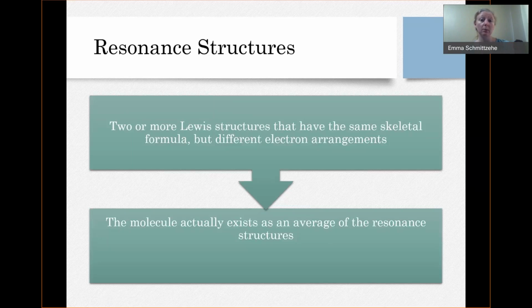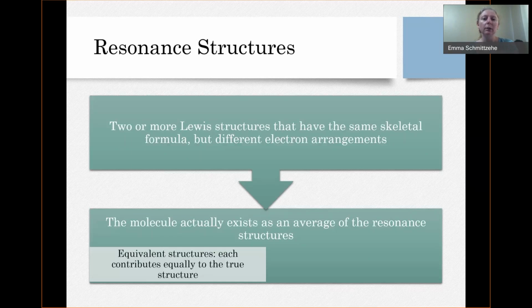Now, if you only have one possible Lewis structure for something, then it is giving you a pretty true indication of what's going on. Whereas if you can draw more than one valid Lewis structure, then not any one of those is really the true structure. The true structure is some sort of mixture or average. But it depends on whether those structures are equally valid or not. If you have equivalent structures, meaning they all have essentially the same stability, then each is going to contribute equally. You can think of it as a true average of the structures.